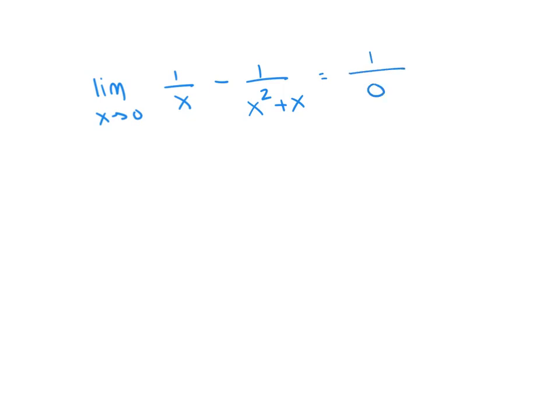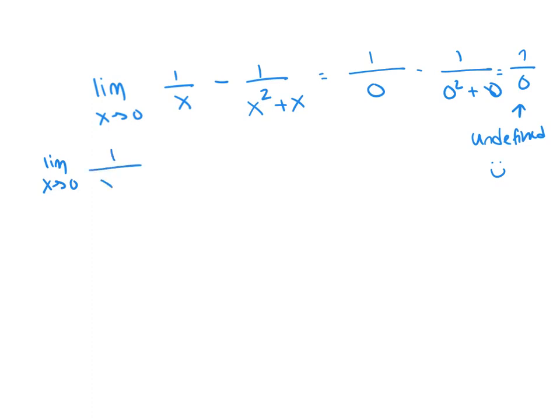So we have 1 over 0 minus 1 over 0 squared plus 0. Oh, that looks very scary. We're going to get 1 over 0, which is an undefined term, and we're going to try and figure out something to do with it. In this case, what we're going to do with it is make a common denominator. Before I make my common denominator, I'm going to factor the second fraction so it looks a little bit nicer to play with. So it'll be x times x plus 1.